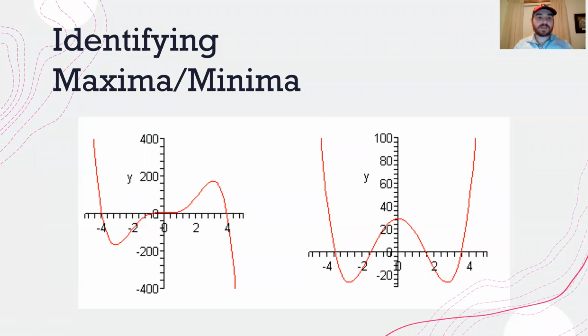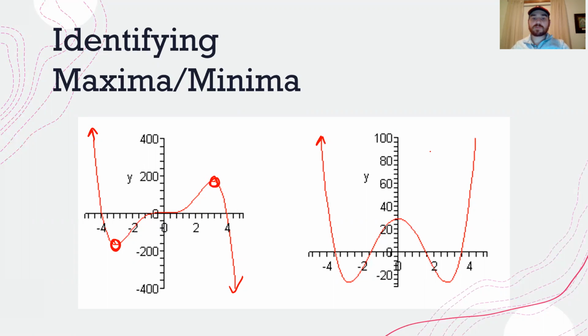Okay, so identifying maxima and minima. I already talked about these graphs, but this is just reviewing them a little bit. So right here we have a local minima. Right here we have a local maxima. Our absolute maximum is way up there. Our absolute minimum was way down there.